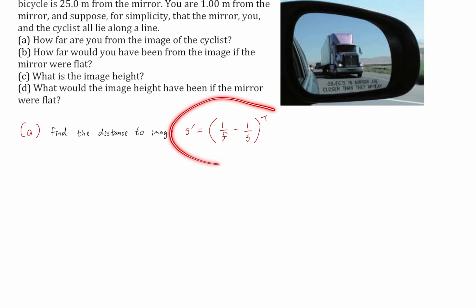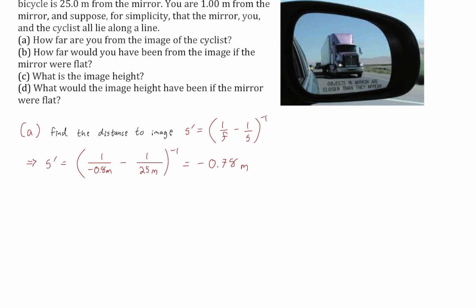So there's our formula. Plug in: negative focal length, since it's convex. Distance to the object, 25 meters, is the cyclist. Then we get negative 0.78 meters. So that's the distance to the image.